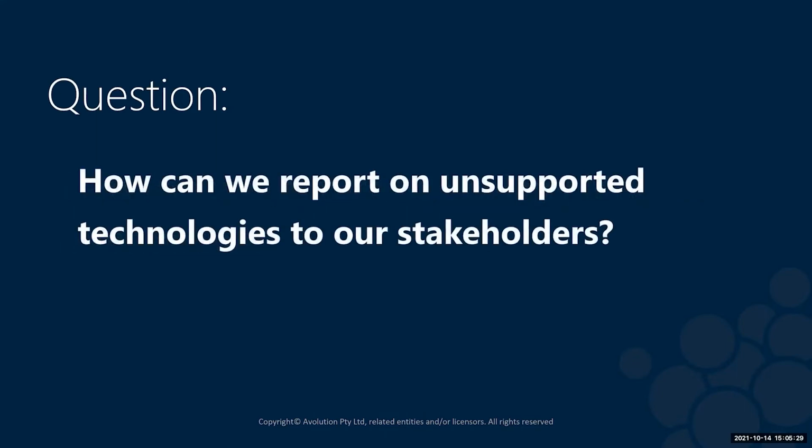Great, thanks, Manisha. Next question, how can we report on unsupported technologies to our stakeholders? Yeah, so the first step would be to capture lists of the technologies in use within your organization. And you can do that using the catalogs. And then the next step is to start to link them to the other objects, such as the applications or servers. And then using the end of support dates that you have captured, you can easily query which technologies are unsupported. And on top of that, you'll be able to see what impacts they will have on the rest of your architecture.